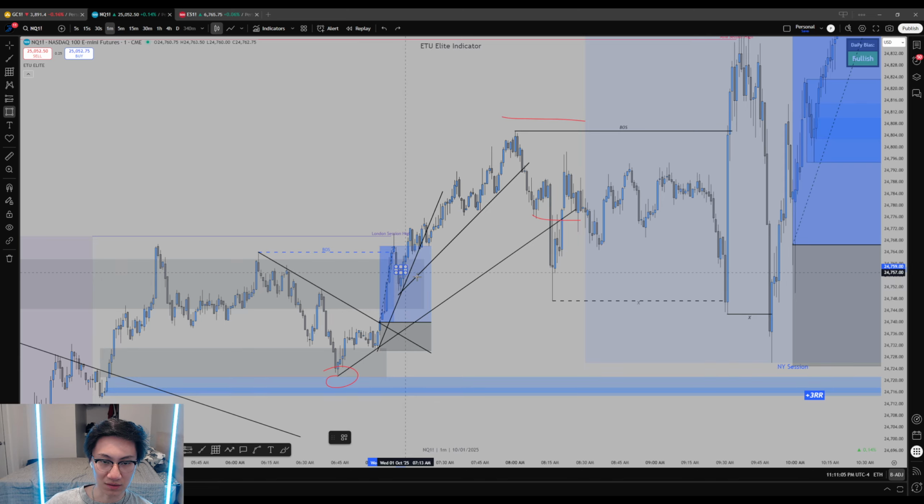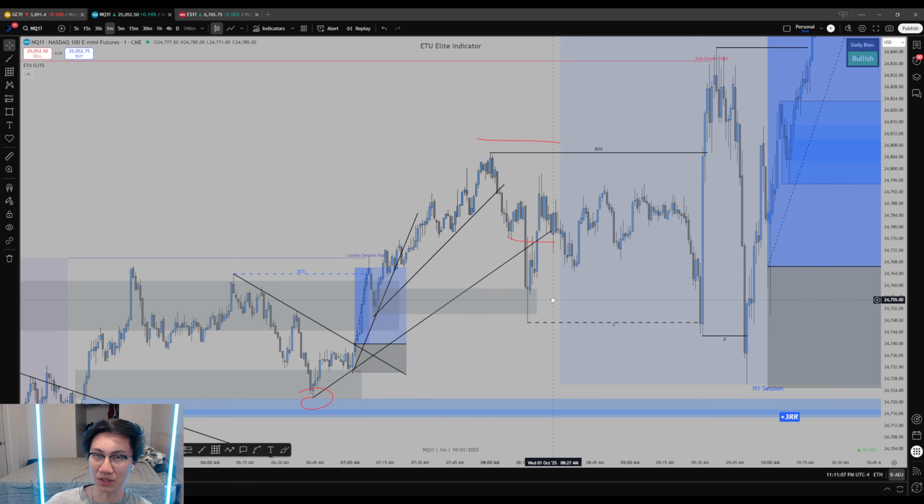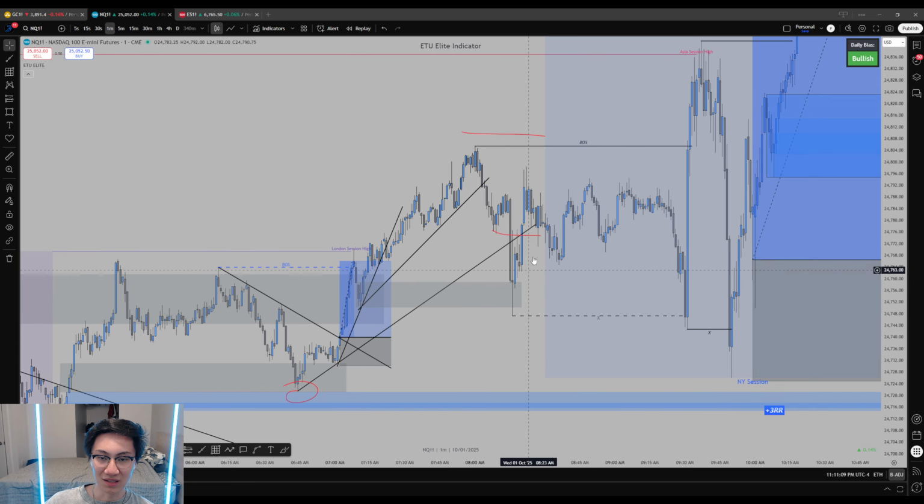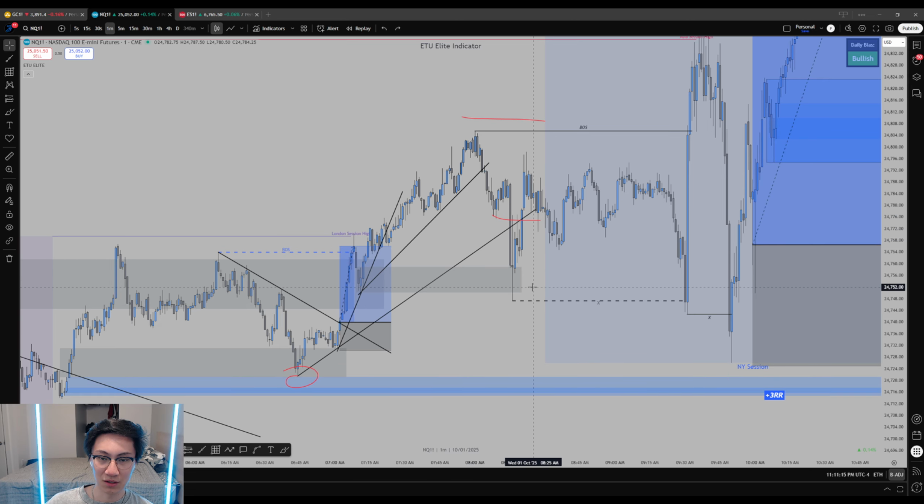Let me draw it for you guys. This demand right here is going to be my TP, potential TP. This is where potentially price can reverse from. So this doesn't make any sense, to draw a trend line near where you're going to TP. Always keep things relative in proportion to where price is currently at. So this trend line doesn't make sense.